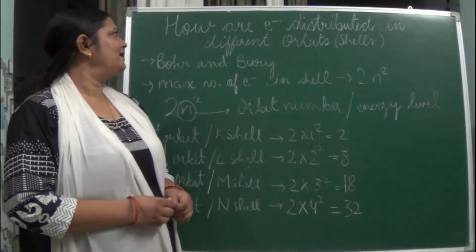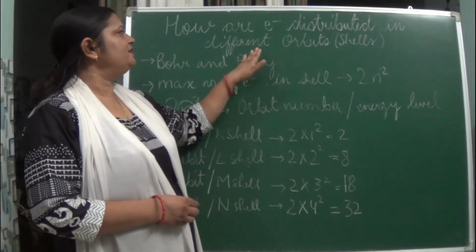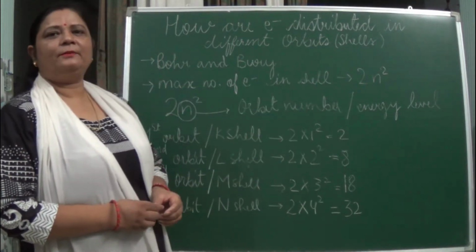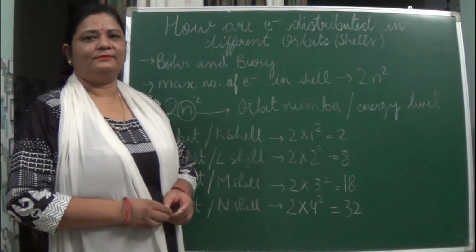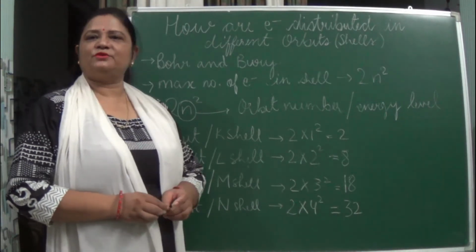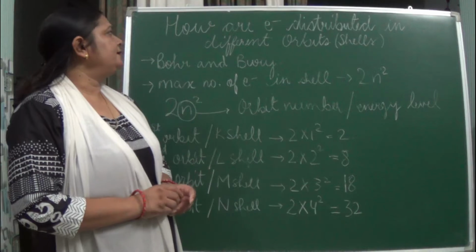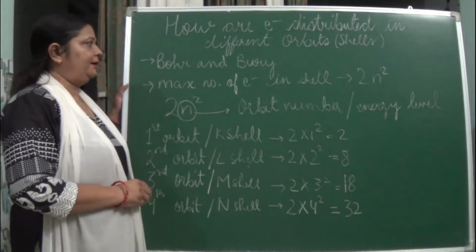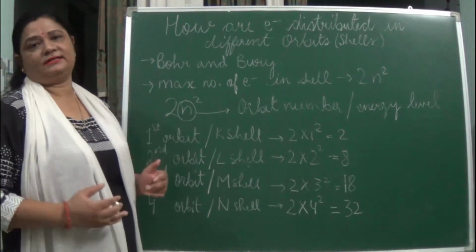Hello students, we are going to study how electrons are distributed in different orbits or shells. We have studied the models of the structure of atom till the Bohr model. After that, the neutron was also discovered. Then Bohr and Bury said how these electrons are arranged in the orbits.